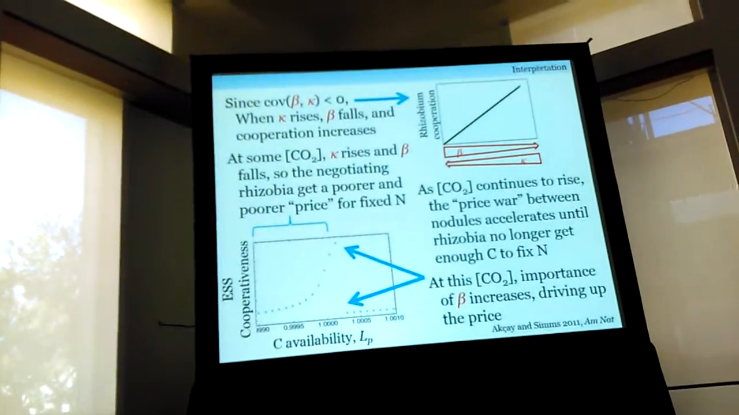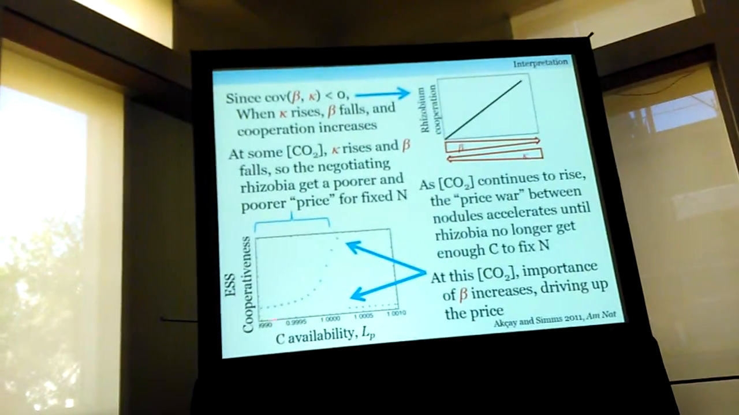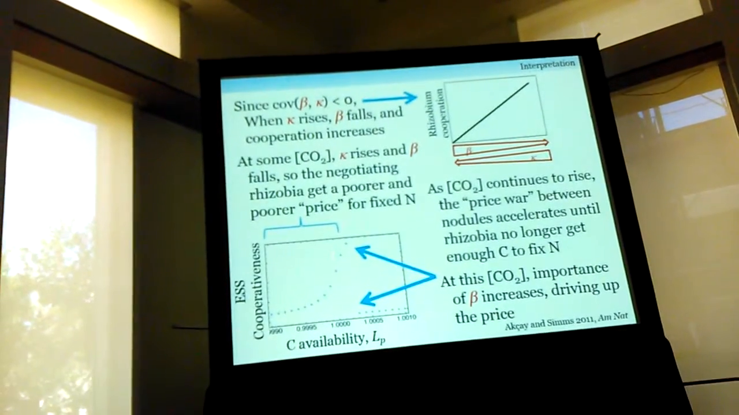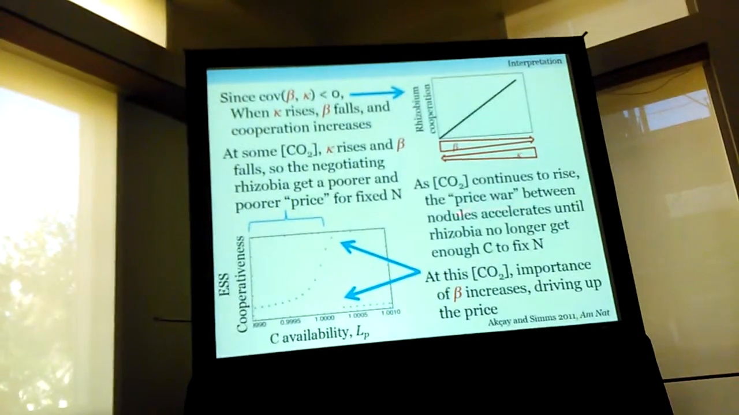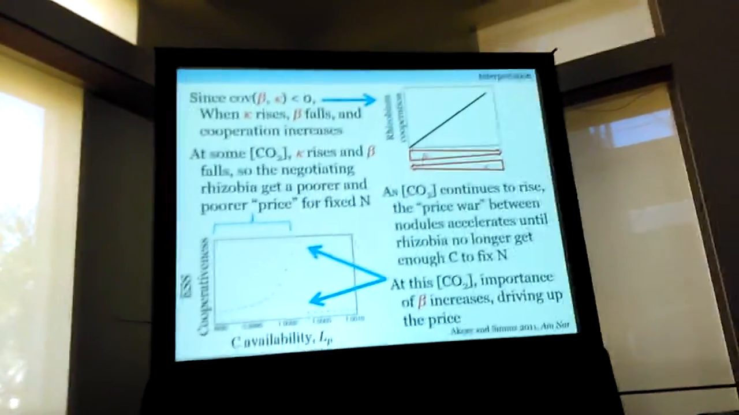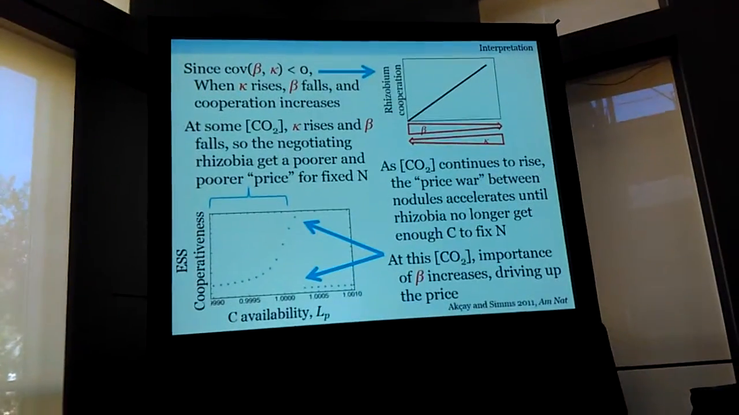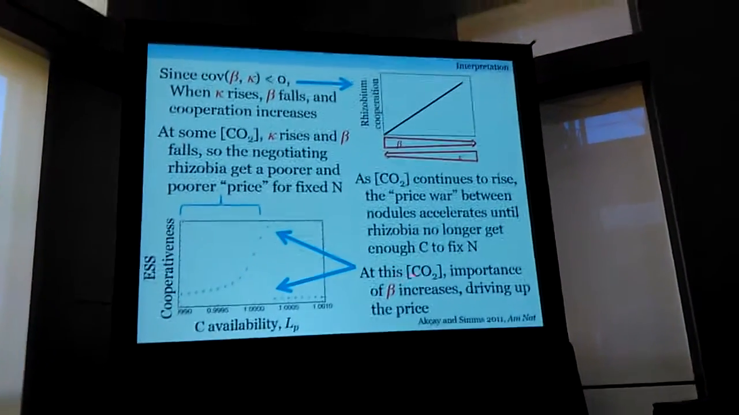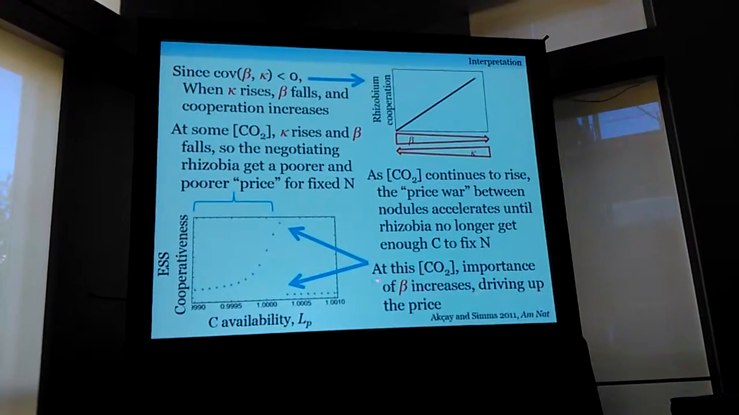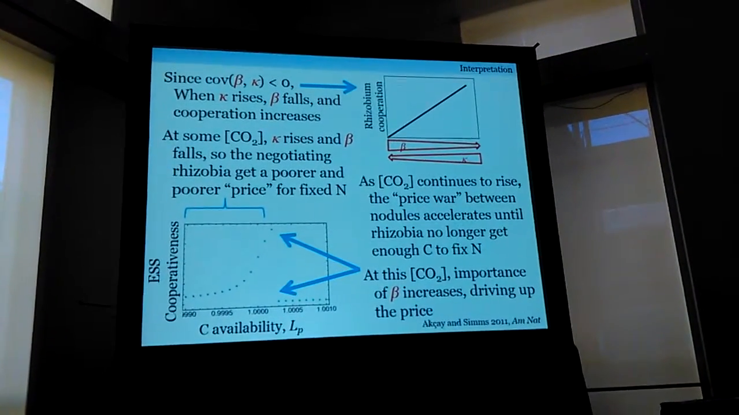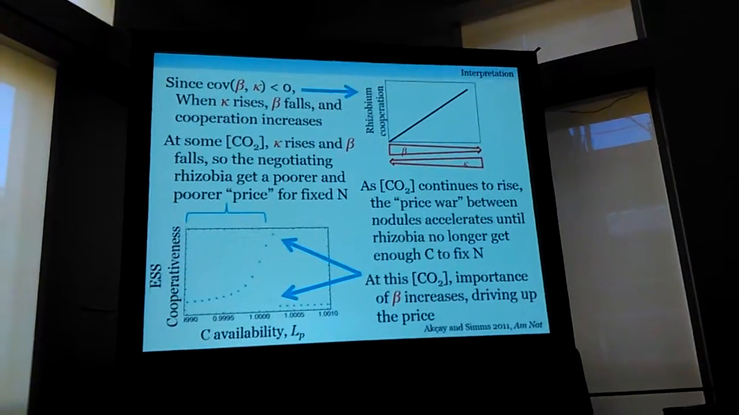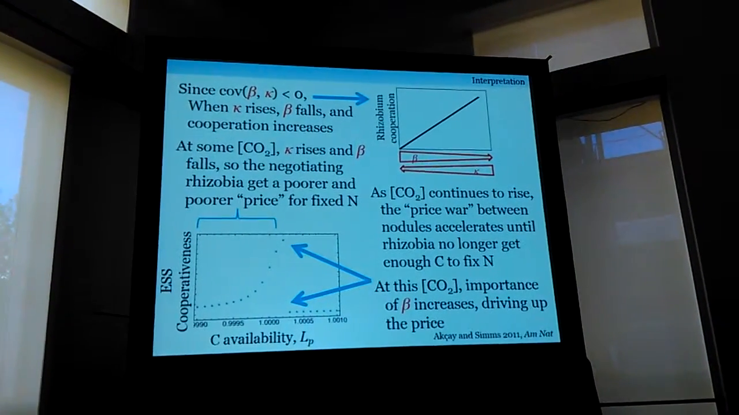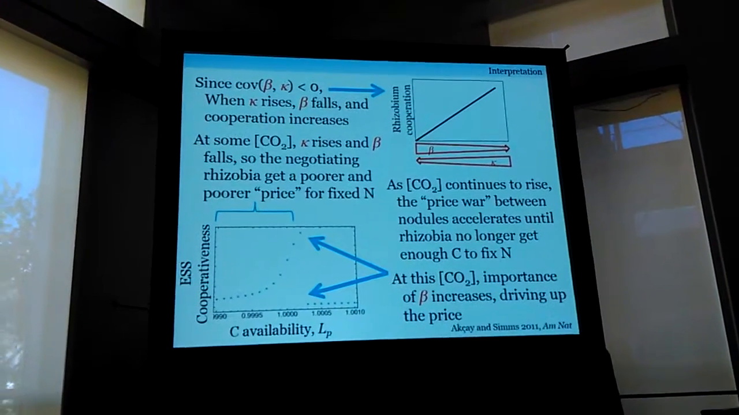And those are the rhizobia in nodule 1. And so we see this rapidly accelerating rise as this price war between the nodules accelerates. Eventually it gets to the point where the rhizobia no longer get enough carbon to fix nitrogen. At this level of CO2 availability, the importance of this stubbornness, or being willing to go out on strike, increases, and it very rapidly drives up the price. And that's sort of where we are at this point.